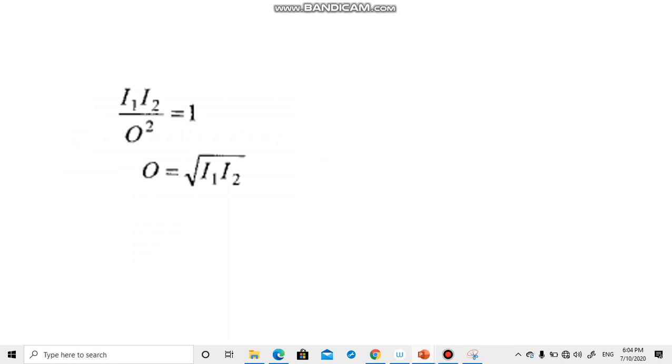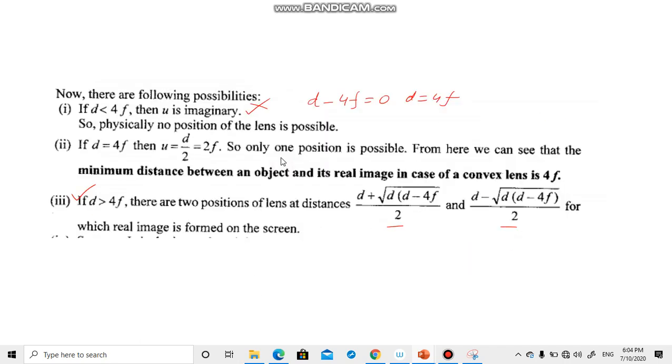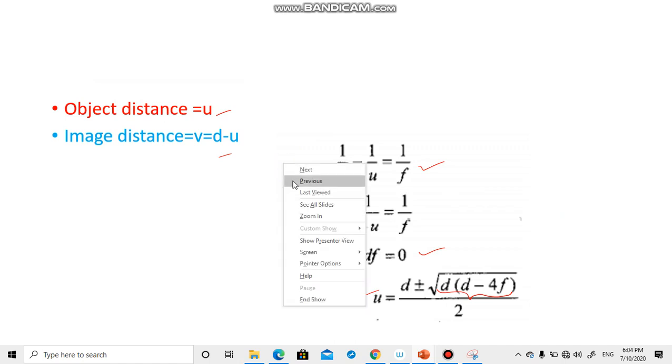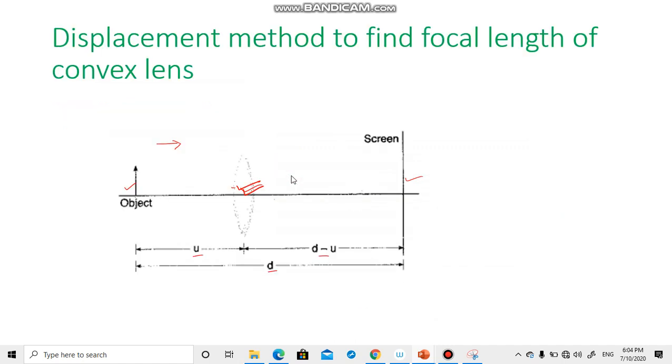If you know the image sizes, multiply them and take the square root, you will get the object height. Now in this whole process, you are physically varying these distances. U is in your hands. You change it in such a way that two sharp images are formed on the screen. Once you get the two sharp images, you can use the lens formula, and you know the V value and the U value, so you can find the F value. So it's an indirect way of calculating the focal length.